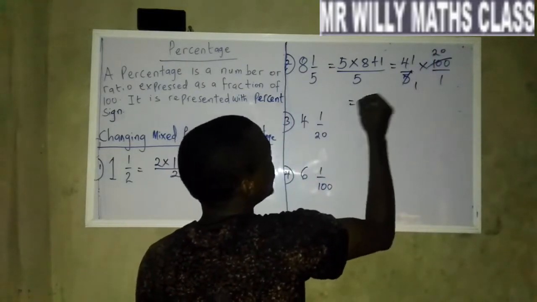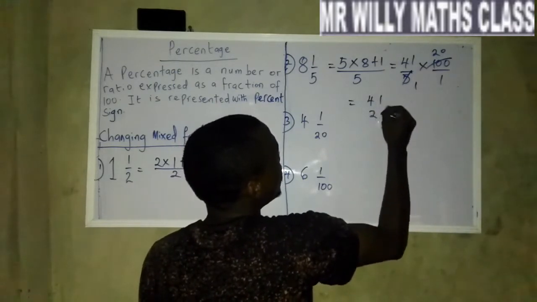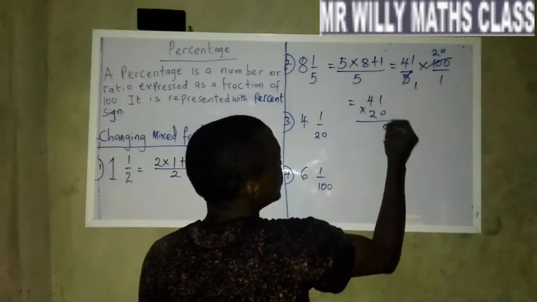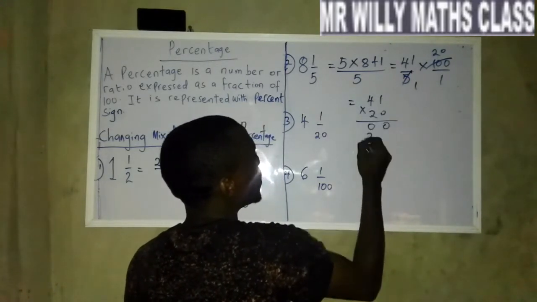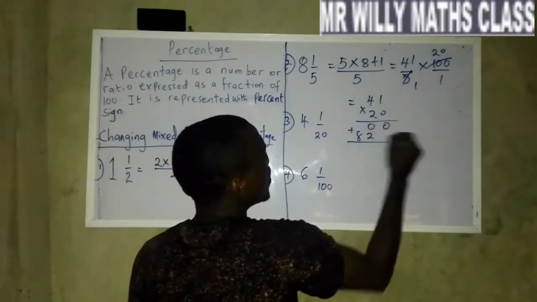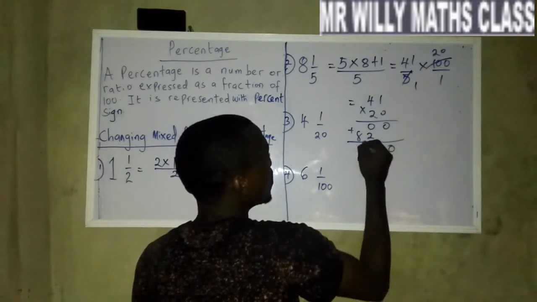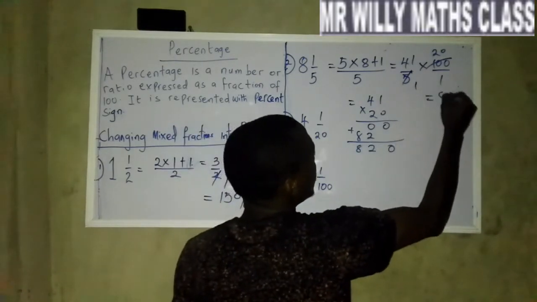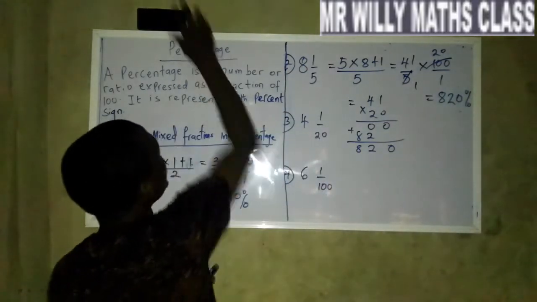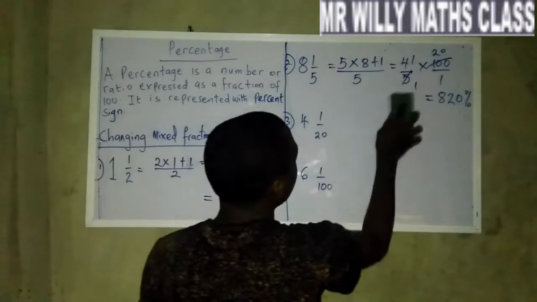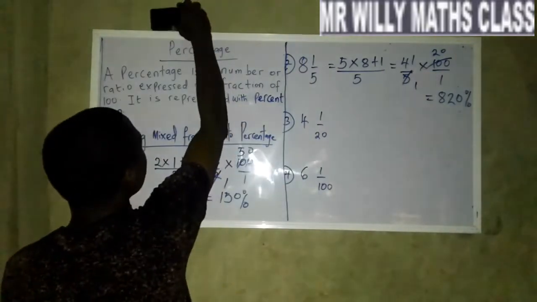If you don't know, you can just do the long multiplication. 0 times 1 is 0. 0 times 4 is 0. 2 times 1, that's 2. 2 times 4, that's 8. If you add it together, you're going to have your 0, 2, 8. That's 820%. That's a huge number. That's 820%. Let's move on to the next example.